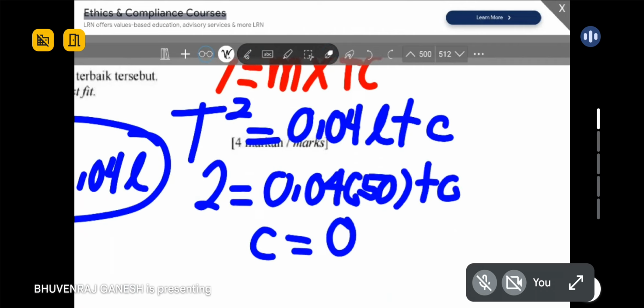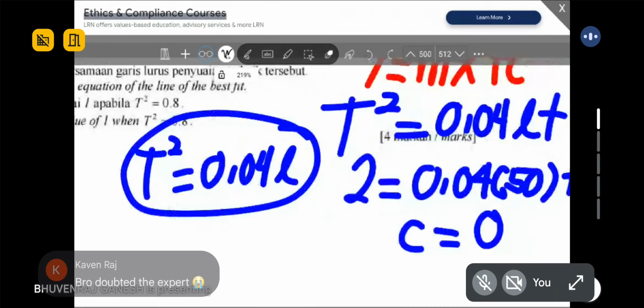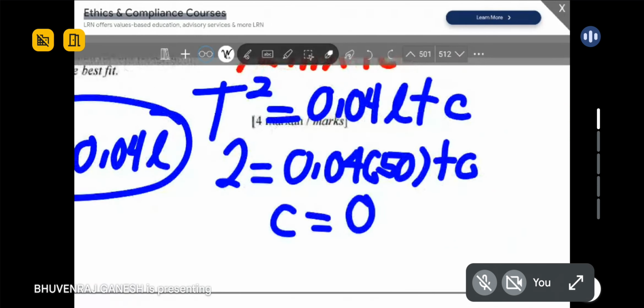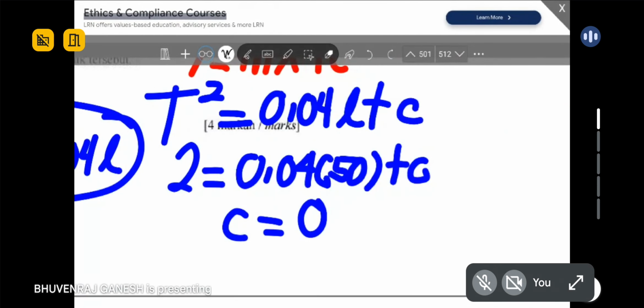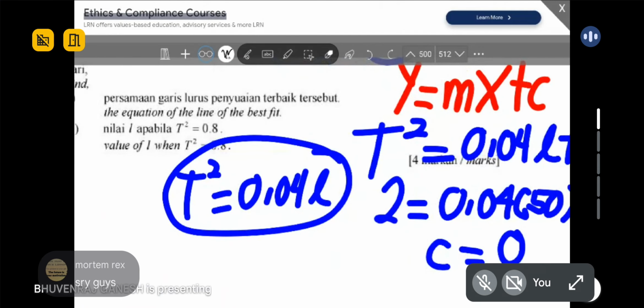Okay, so the answer is 0. So you will get this one. Both doubted the expert. Sometimes I make mistakes also. That's why I doubted myself for a while. Sometimes with the simple things I make mistakes. Okay, so I'm human also.